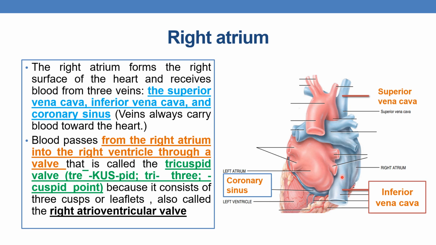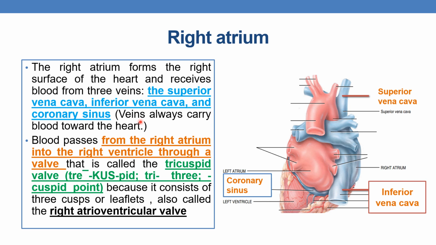Inferior vena cava, IVC. Superior vena cava, SVC. Inferior vena cava, IVC, and coronary sinus. The right atrium forms the right side of the heart and receives the blood from three veins: superior vena cava, inferior vena cava, and coronary sinus.